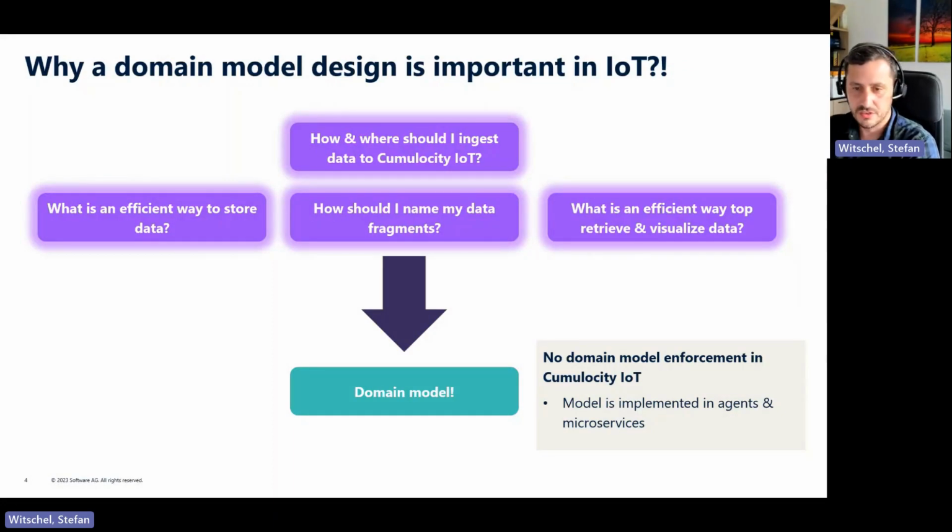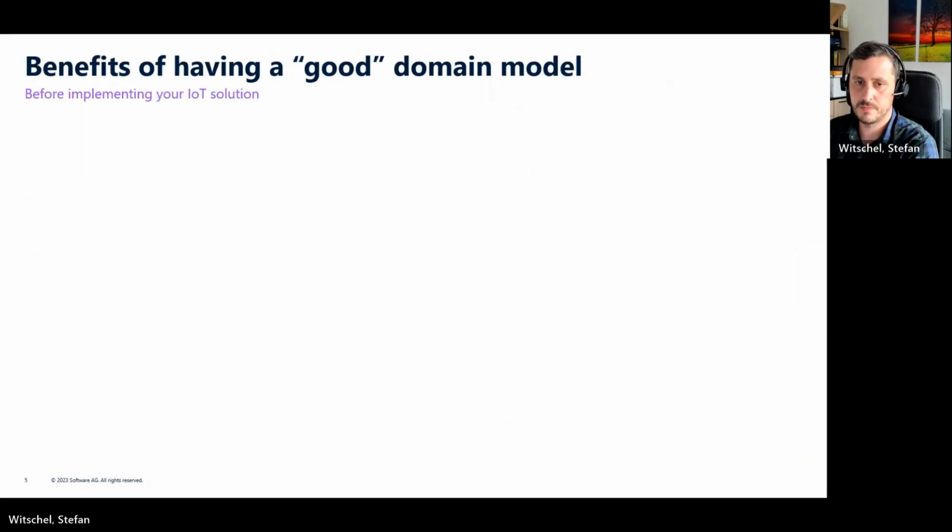In Cumulocity IoT, the model itself is not modeled within any model editor in the platform. It is mainly implemented in the agents running on the devices or gateways, or in the microservices which are used to integrate the data to the platform. So in the implementation, you also implement your domain model.